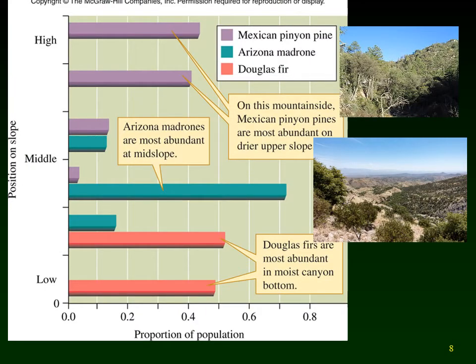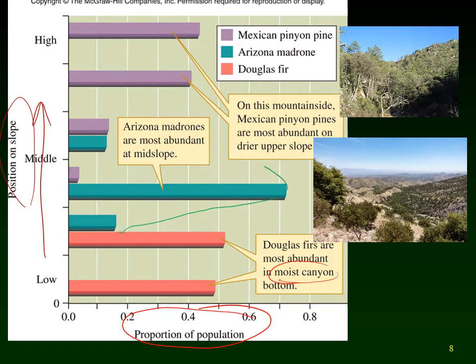So here we can see this is a proportion of the different tree species across the x-axis, and on the y-axis we're going uphill from the lower slopes to the middle slopes to the high slopes. And the Douglas fir trees are really just found down here where it is moist down in the canyon, so it's a little bit shaded more. And then as we're going up slope, you start to find more of the madrones until they peak, and then you go up higher and they decline.